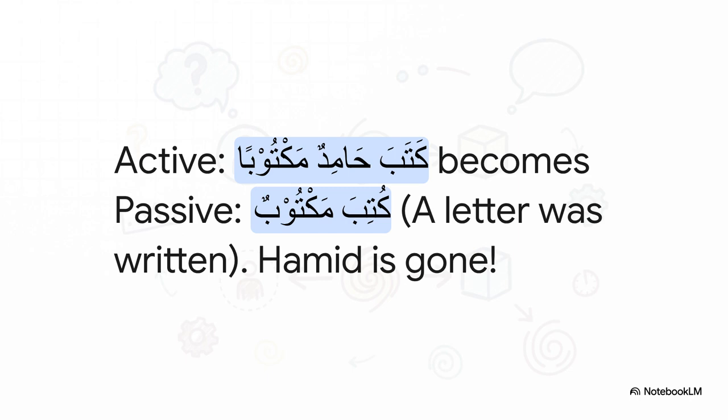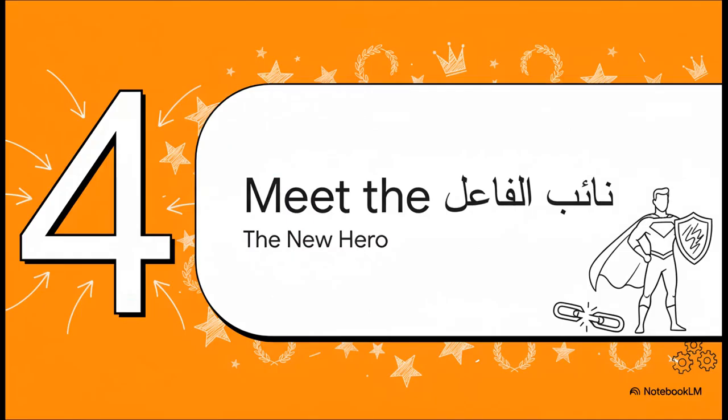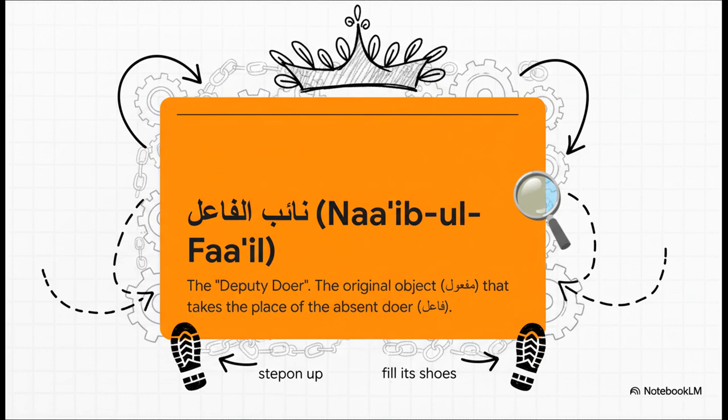Let's find out why. The missing doer and that new verb form are super important, but honestly, the biggest change of all happens to the object. It gets a major promotion and a brand new, very cool title. It's time to meet the new hero of the passive sentence. And this new hero is called the Naib Fa'il, which literally translates to the deputy of the doer. How cool is that? With the original doer out of the picture, the object has to step up and take its place. It's not just a passive object anymore, it's now the star of the show.